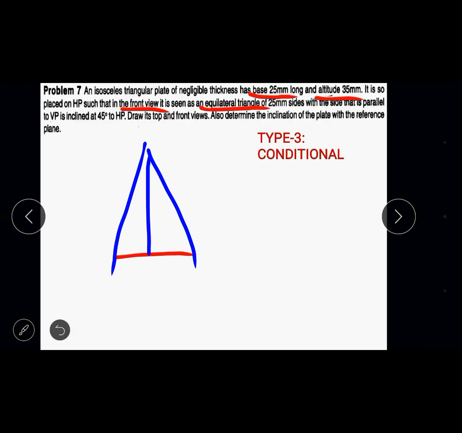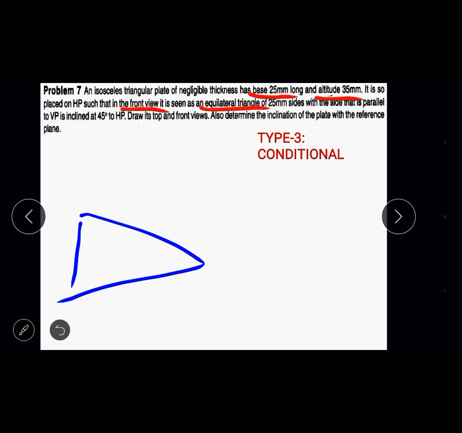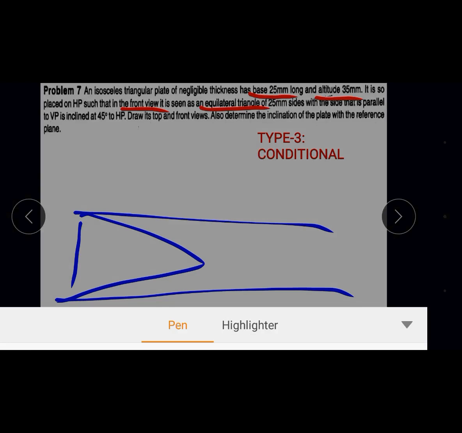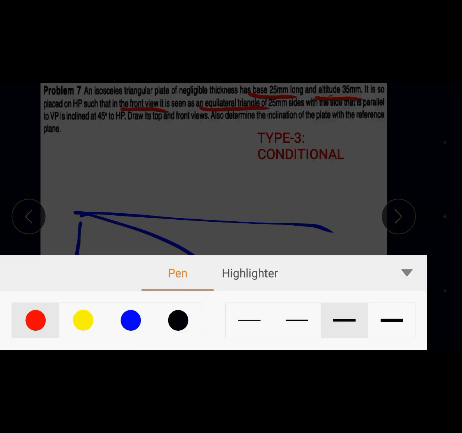So the longer two side dimensions are not given in the problem. The base side is given and the altitude is given. So with the help of base side and altitude, you can get this isosceles triangle. Now how to place this isosceles triangle? You have to place it with edge resting condition, because if you place it with edge resting condition, then only the corresponding front view, you will get it as an equilateral triangle.